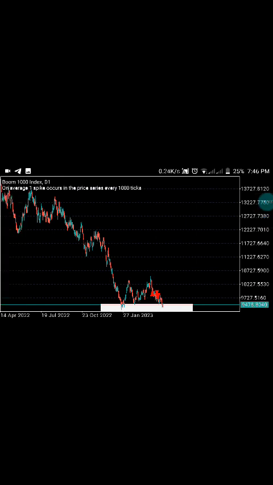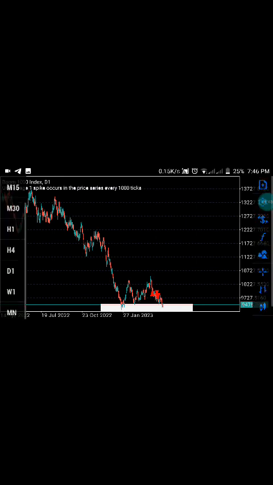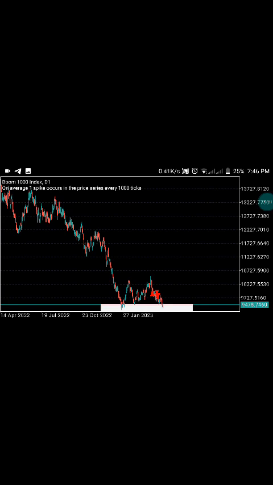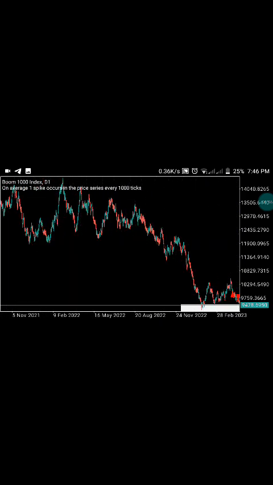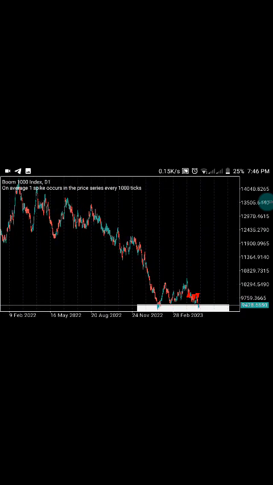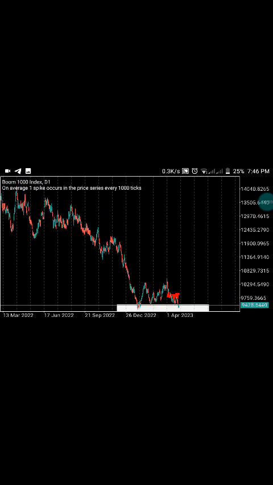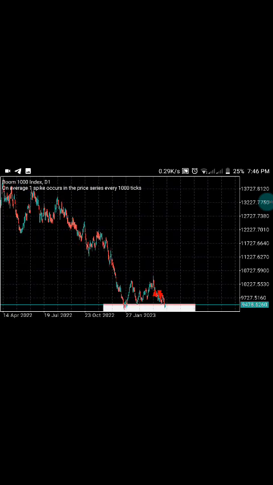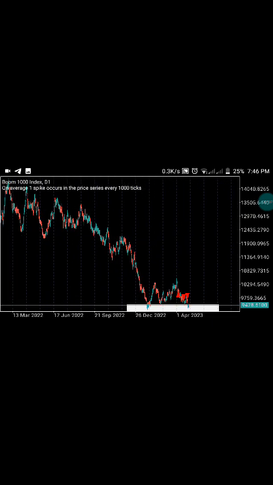The first thing I always advise you guys, this is Boom 1000. You first go for your higher time frame, which is the 1 day time frame. From the 1 day time frame, just zoom it to the last level so that you can see a clear view of the market. You see, currently the market is on a down level at this area.